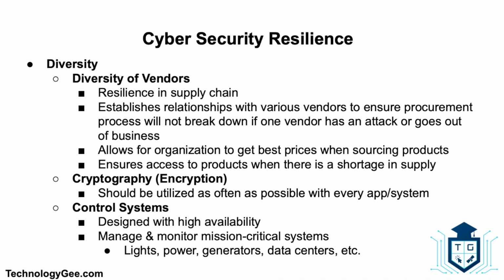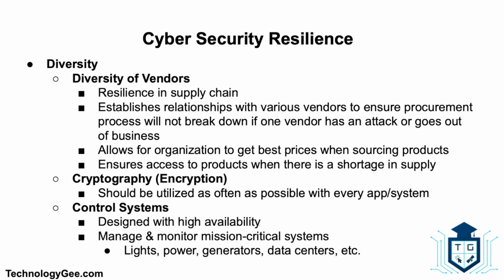The next one we have is diversity of vendors. This provides resilience in the supply chain by having relationships with multiple vendors to ensure the procurement process will not break down if one of the vendors experiences an attack or a disaster, or if the vendor goes out of business. Having access to multiple vendors allows organizations to obtain the best price when sourcing resources, but also ensures access to products when there may be a shortage in the supply chain.